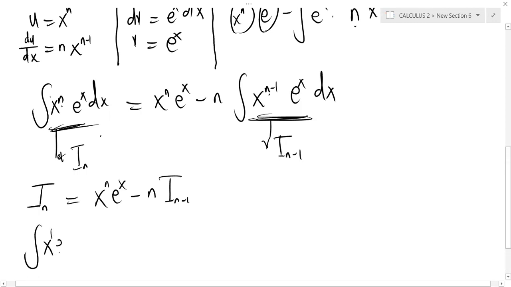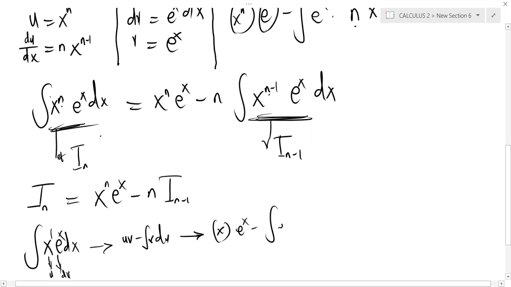x raised to power 1 e^x dx, using integration by parts, we could just do this very fast. We will have this as u and we will have this as dv. Then the formula uv minus integral of v du would give us u is x, v is e^x, minus integral of e^x multiplied by du, which will be dx. And this will be x e^x minus, if you integrate e^x, you get e^x plus c.